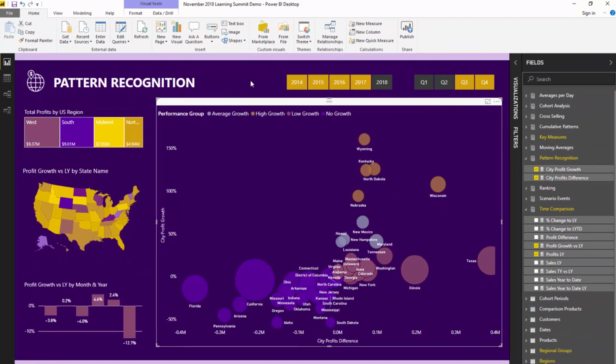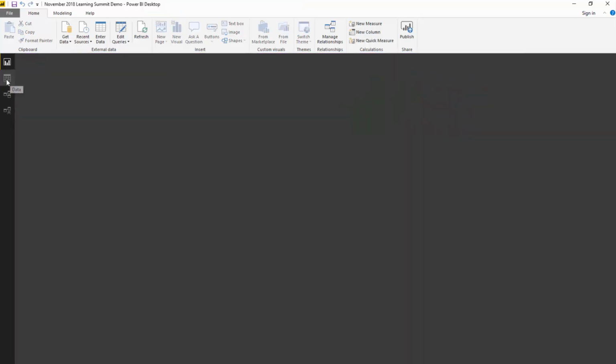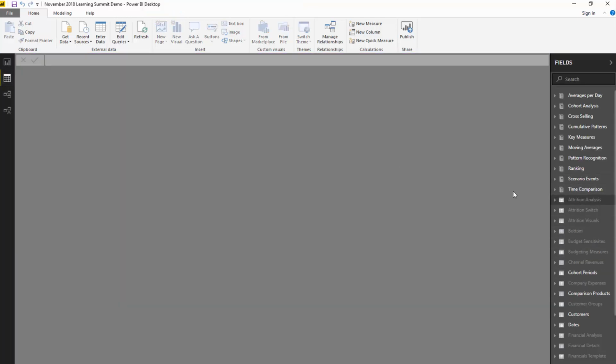So what we need to do is use some supporting tables, okay? I'll just show you what these supporting tables look like.